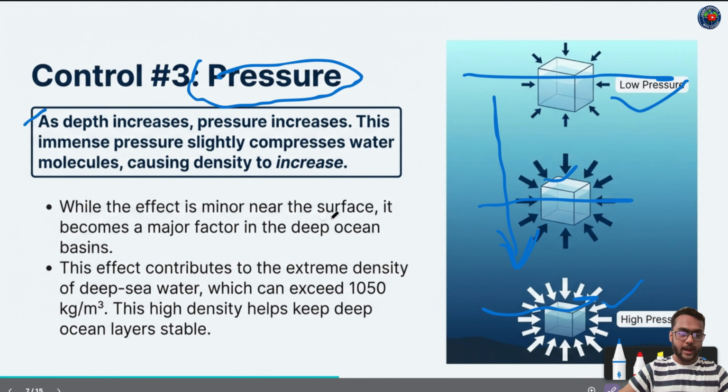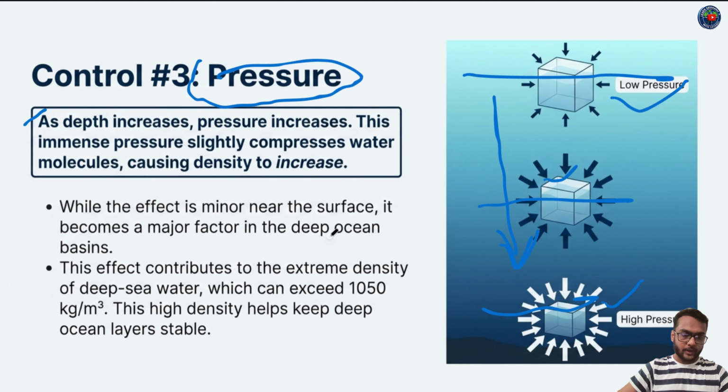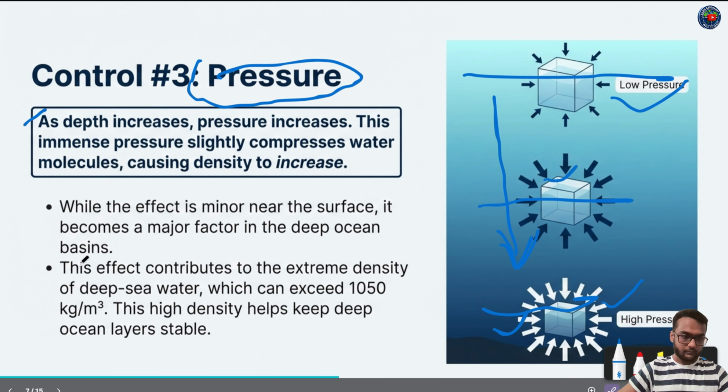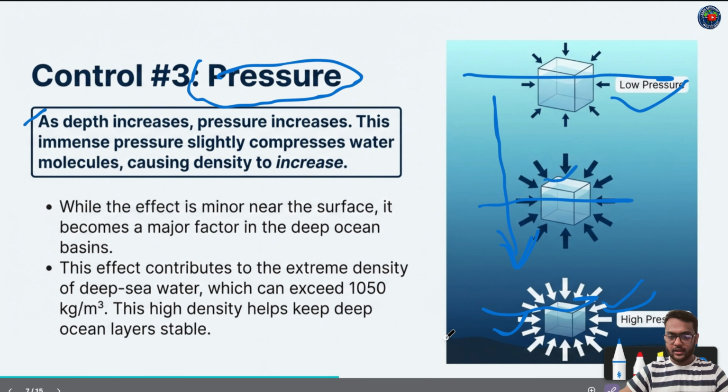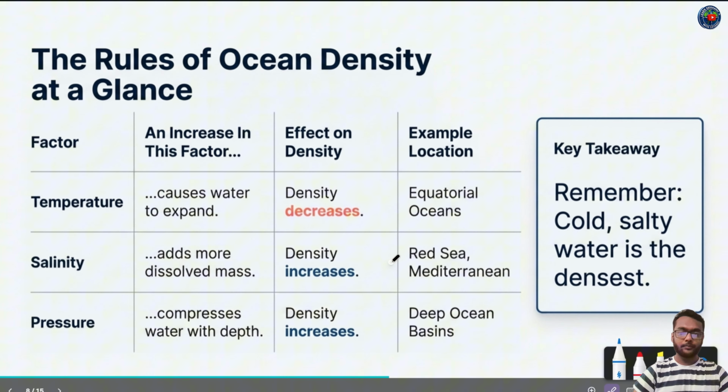While the effect is minor near the surface, it becomes a major factor in the deep ocean basins. This effect contributes to the extreme density of deep seawater, which can exceed 1050 kg per cubic meter. This high density helps keep deep ocean layers stable. That's why, due to this high pressure, the deep ocean water is stable.